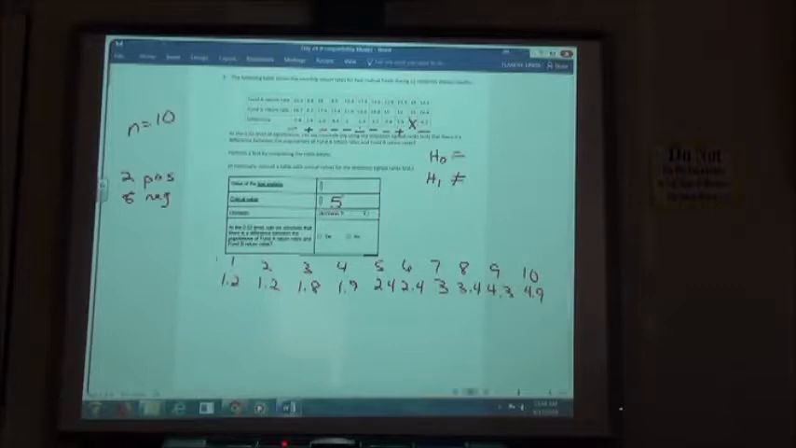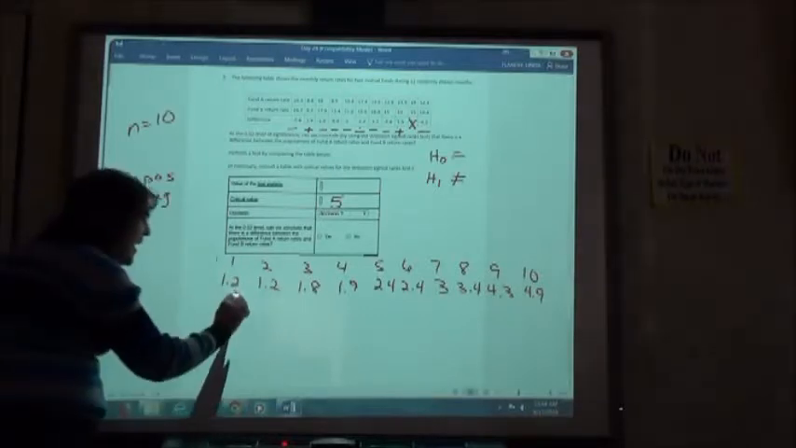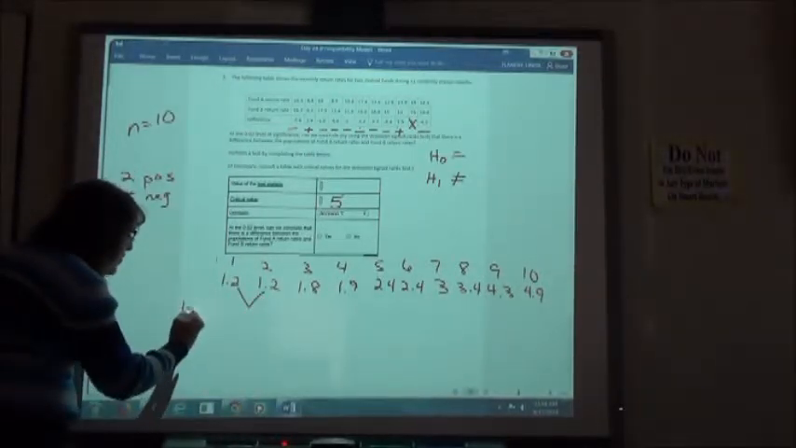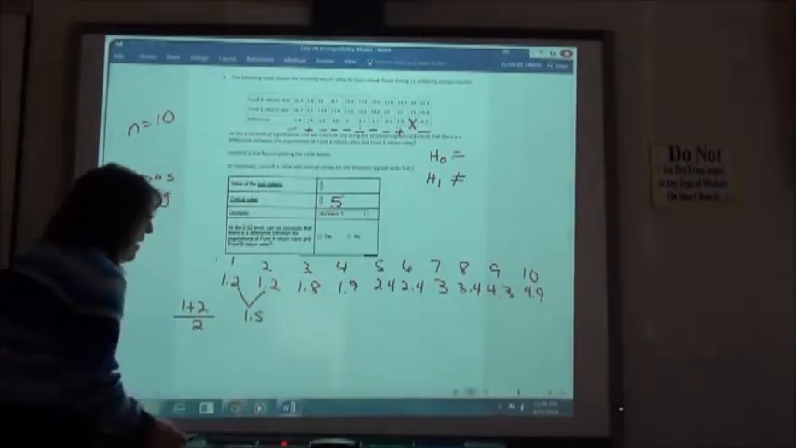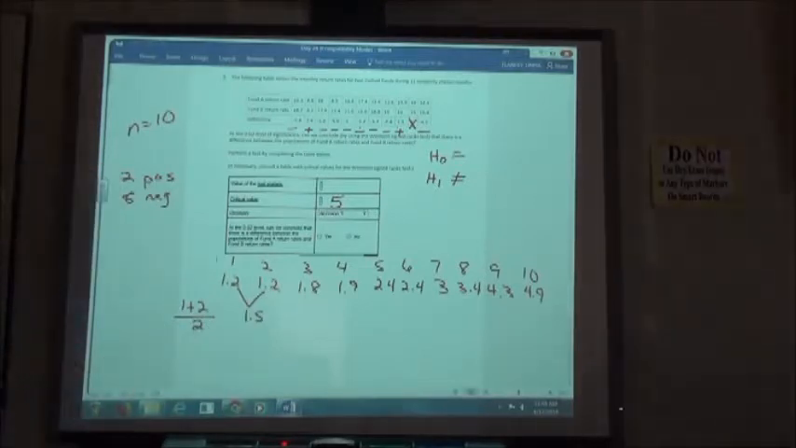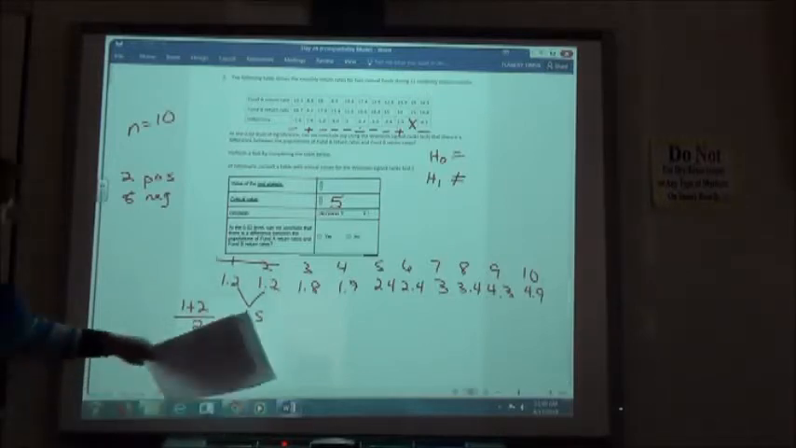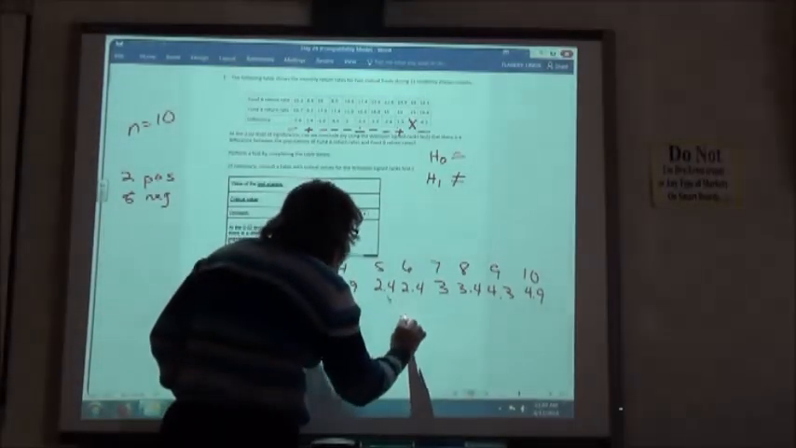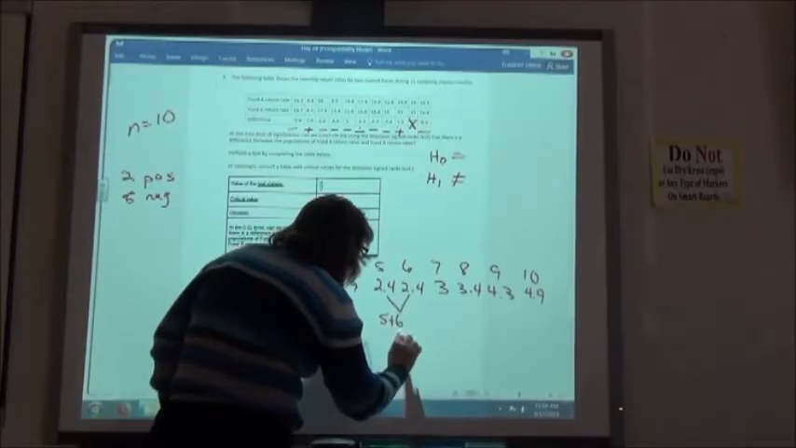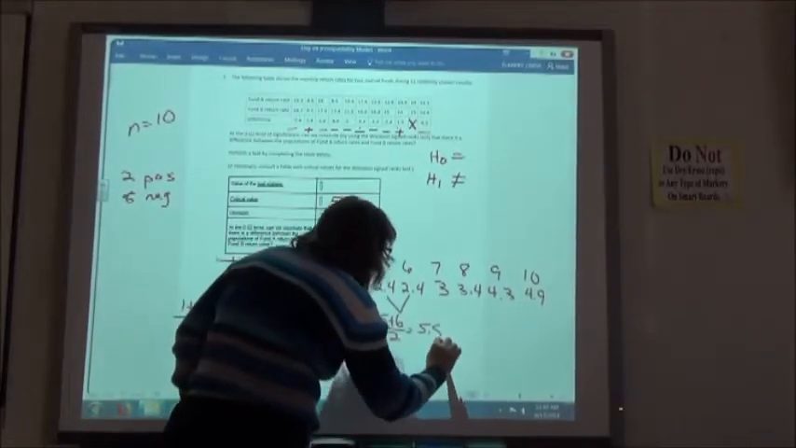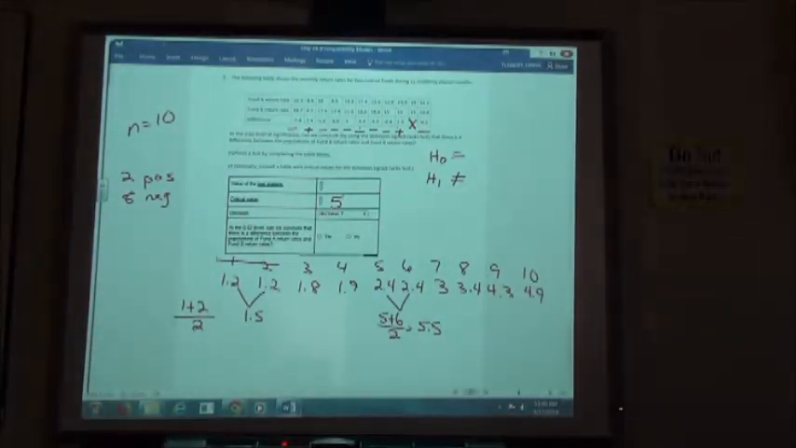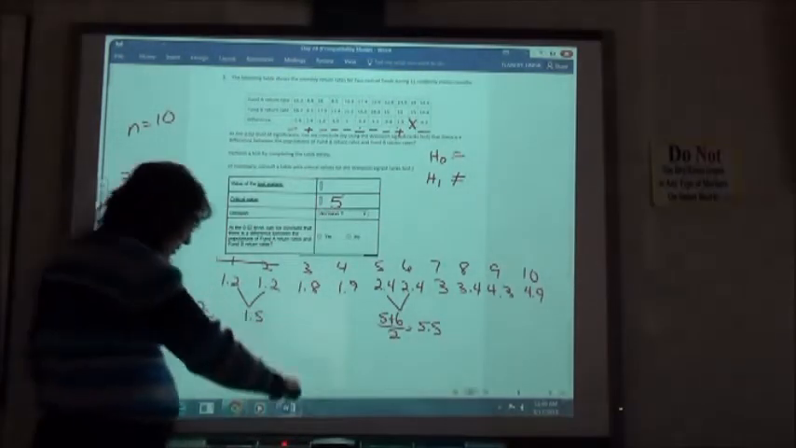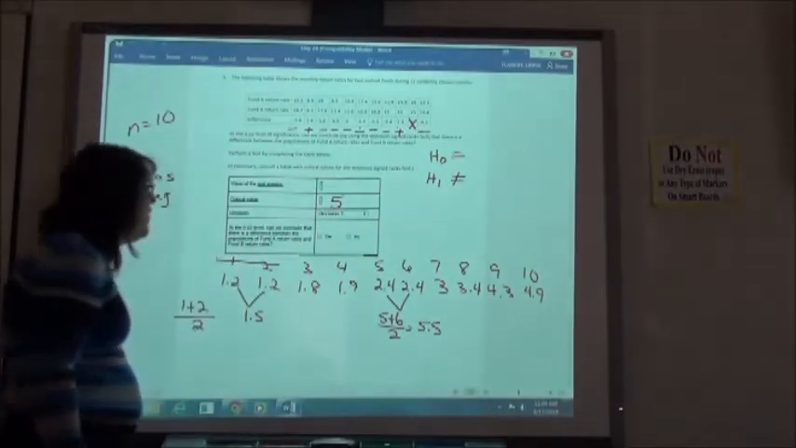If any numbers repeat, we have to average. So in this case, these two repeat. 1 plus 2 divided by 2 gives us 1.5. Each of these are going to have a value of 1.5 instead of giving one a 1 and one a 2. And then right here, our numbers repeat. So 5 plus 6 divided by 2 is 5.5. Each of those numbers would have a value of 5.5. The rest are all different, so we don't have to worry about averaging their values.